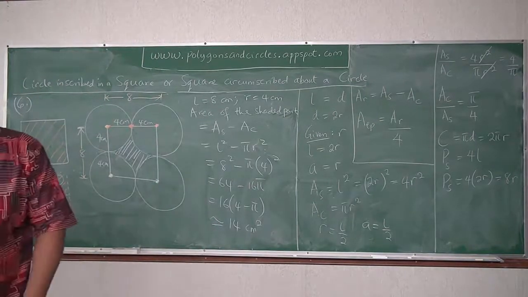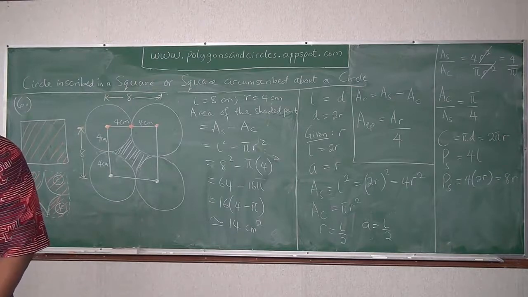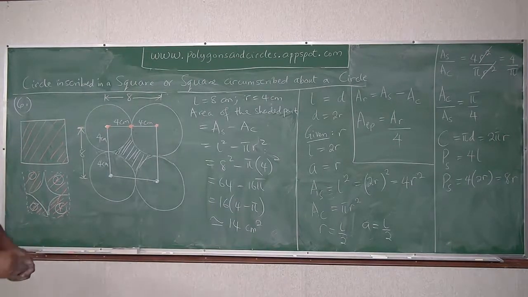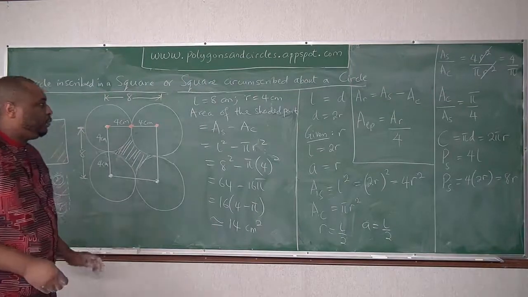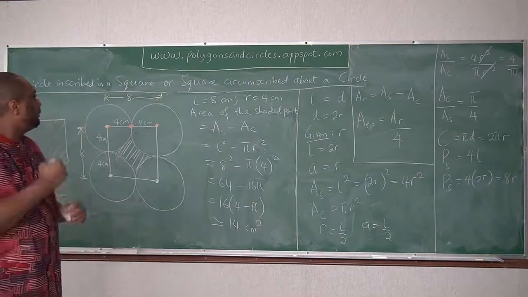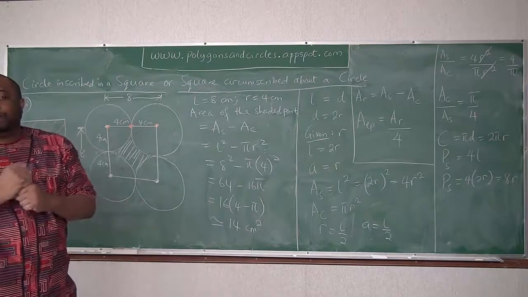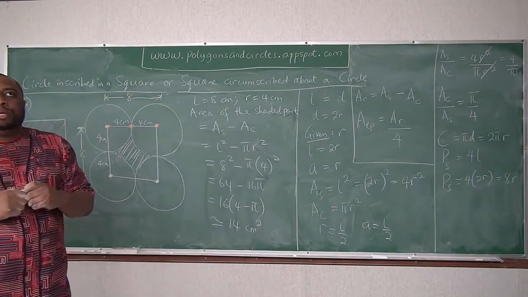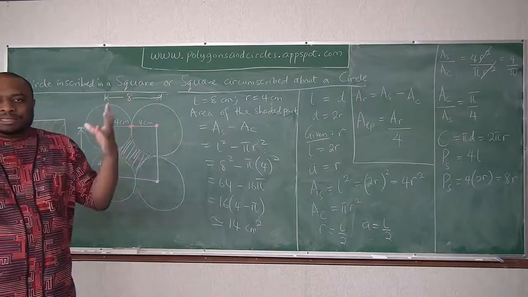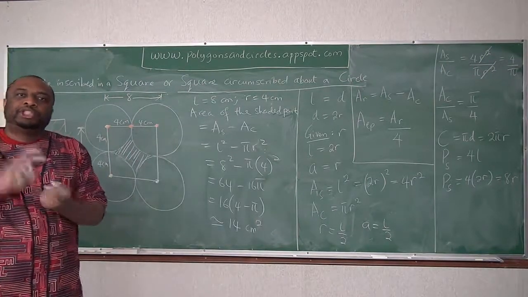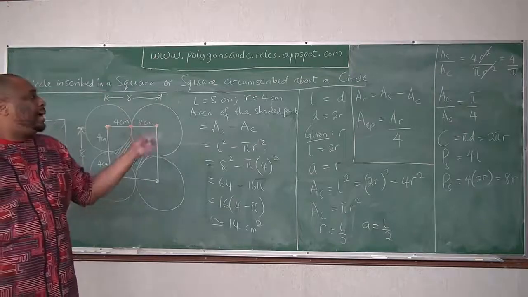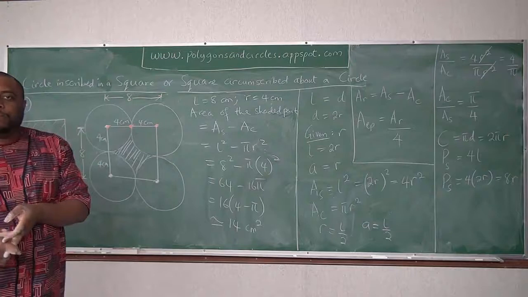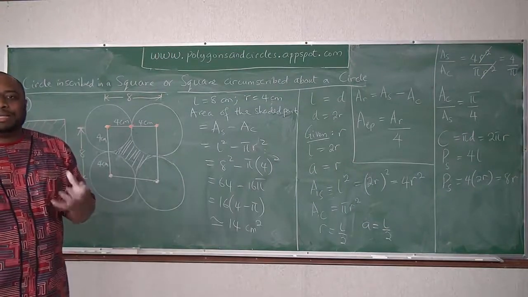Okay? And that is it. I hope you have learned something tonight. We shall continue this. The next one we shall do would be in the polygons and circles. The next one will be pentagon and circle, because we have done triangle and circle. With this video, we have completed square and circle.